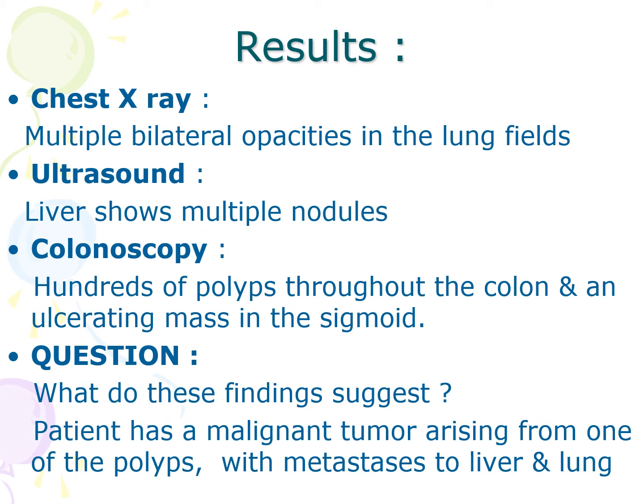The results were multiple bilateral lung opacities in chest X-ray, multiple liver nodules on abdominal ultrasound, and the colonoscopy showed hundreds of polyps in the colon and an ulcerating mass in the sigmoid. The colonoscopy suggests that the patient has familial adenomatous polyposis (FAP). With the findings of chest X-ray and ultrasound, he most likely has a malignant colon tumor arising from one of the polyps with metastasis to liver and lung.